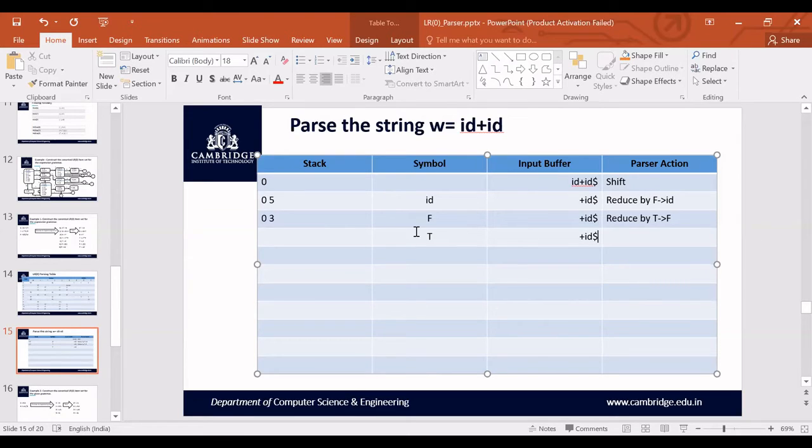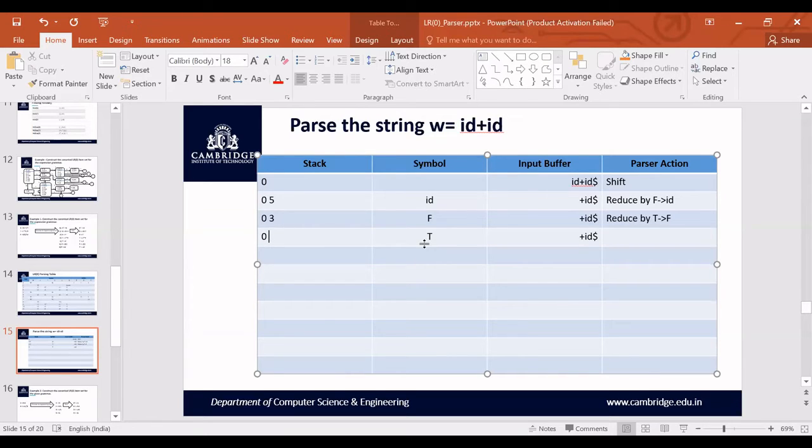So how many symbols have I reduced? From the previous step to now, I have reduced F to T. That is only one symbol, so I have to pop out only one symbol. The symbol on the stack top was 3, so 3 I will pop out of the stack. Now after popping out 3, I will check for a transition from 0 on symbol T.